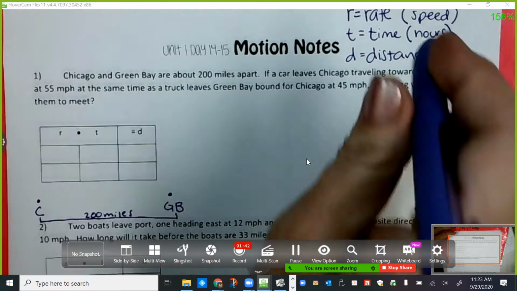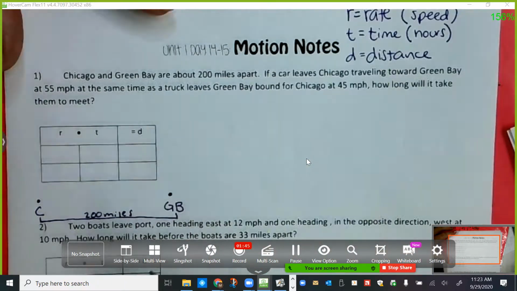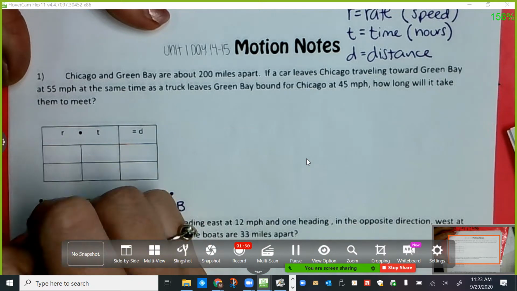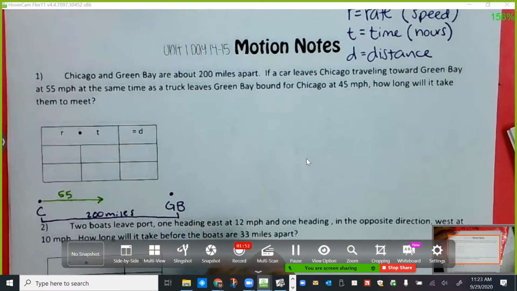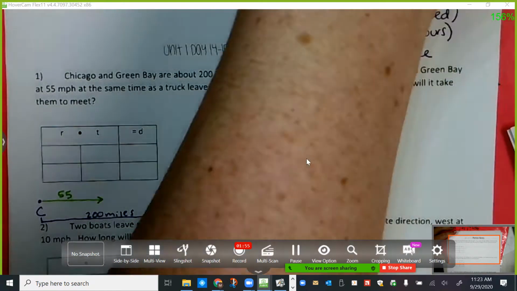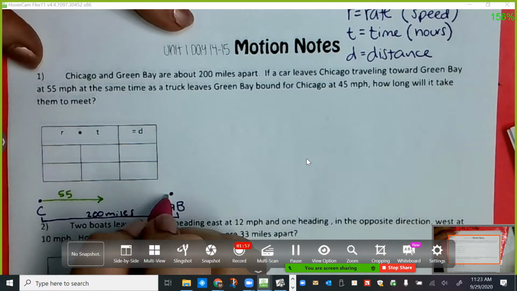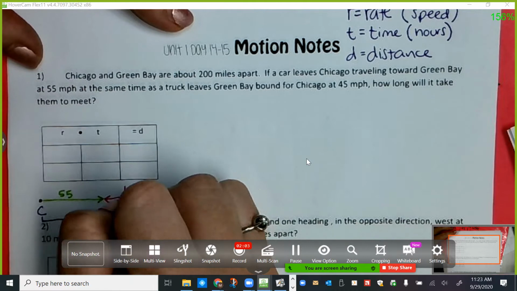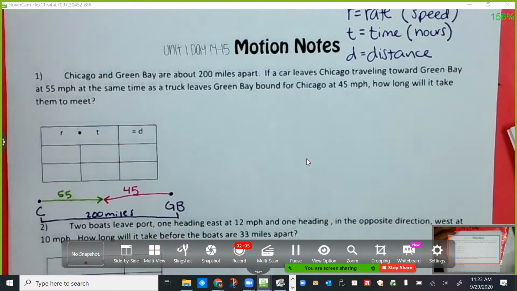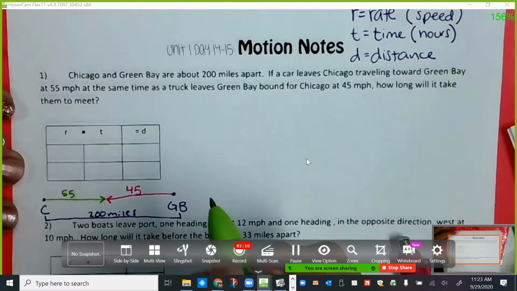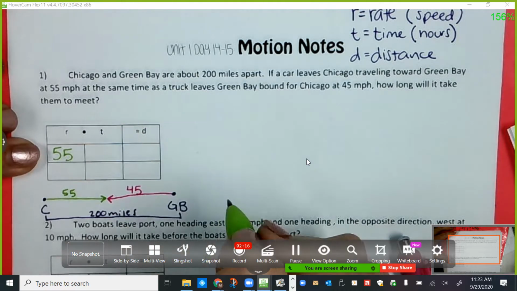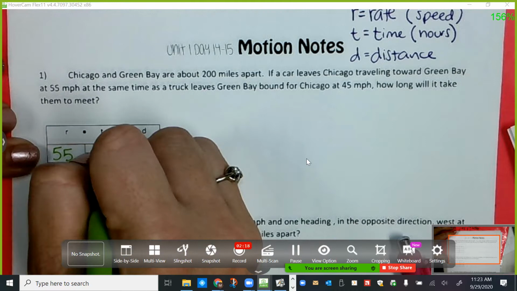It says, if a car leaves Chicago traveling towards Green Bay at 55 miles per hour, at the same time a truck leaves Green Bay towards Chicago going 45 miles per hour, how long will it take them to meet? Okay. So we have a rate of 55. Did it tell us the time? No, so our first unknown is always x.